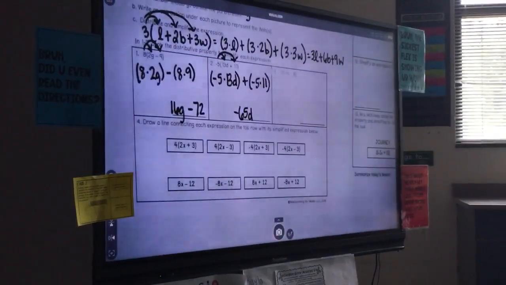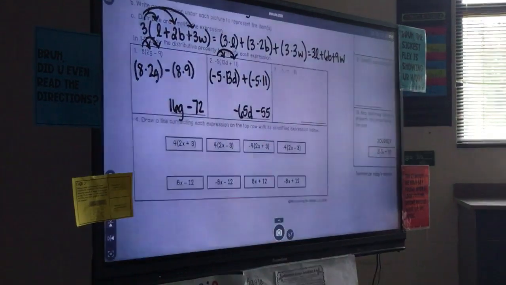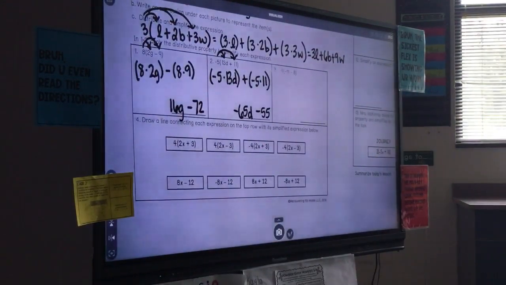What is negative 5 times 11? Ariana? So why do we not do the plus there? Like, why doesn't the plus come down?